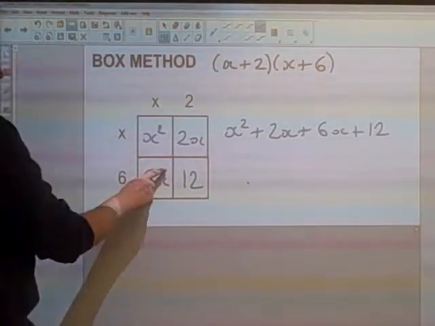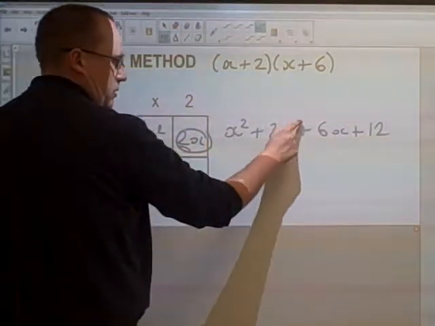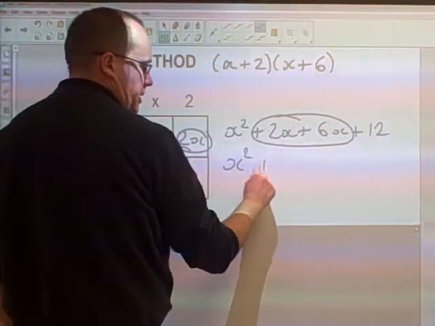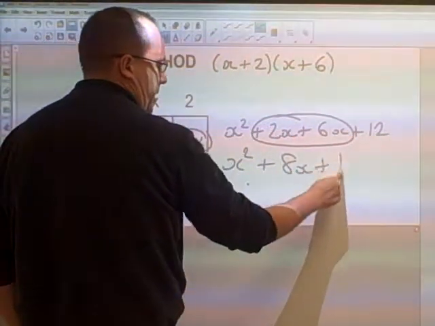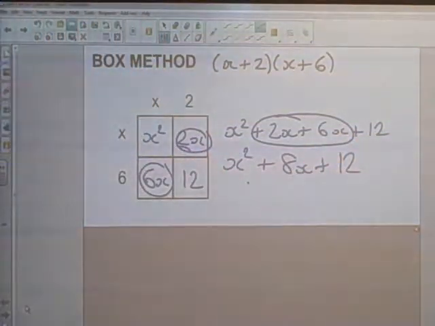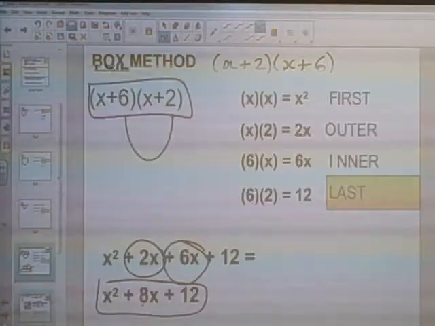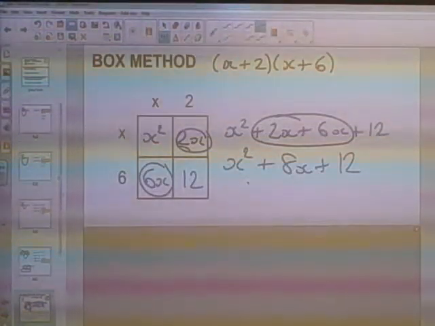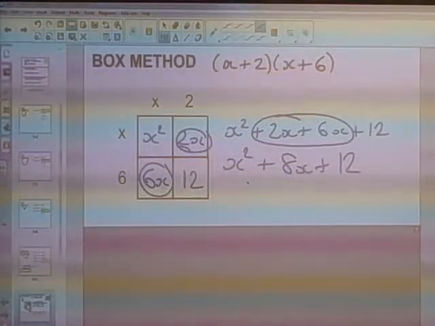So when you look for like terms here, 6x and 2x, they're going to combine. Positive 2 plus 6 is positive 8, and then we do end up with x squared plus 8x plus 12. Now notice we also had that same answer when we did it by FOIL. So basically you've got a choice of 2 different methods depending on what you want to use.